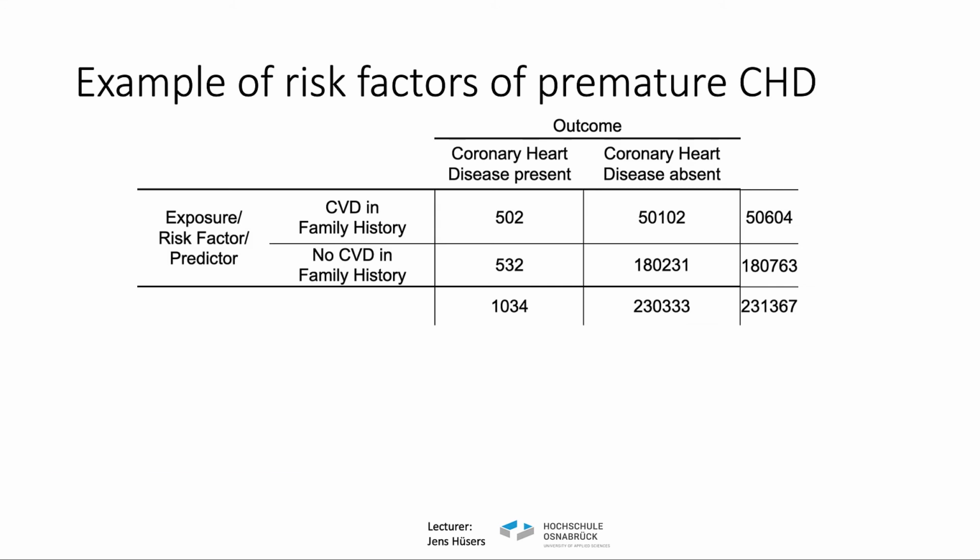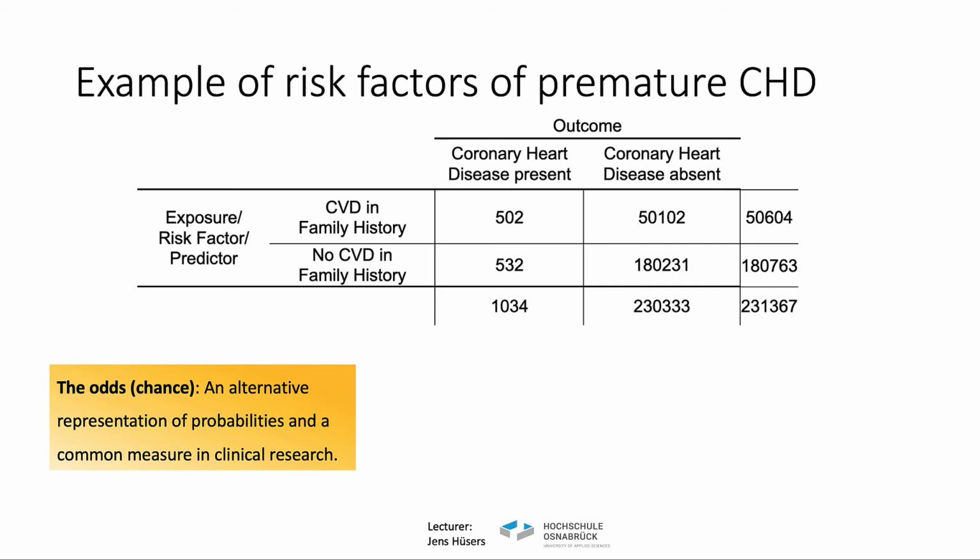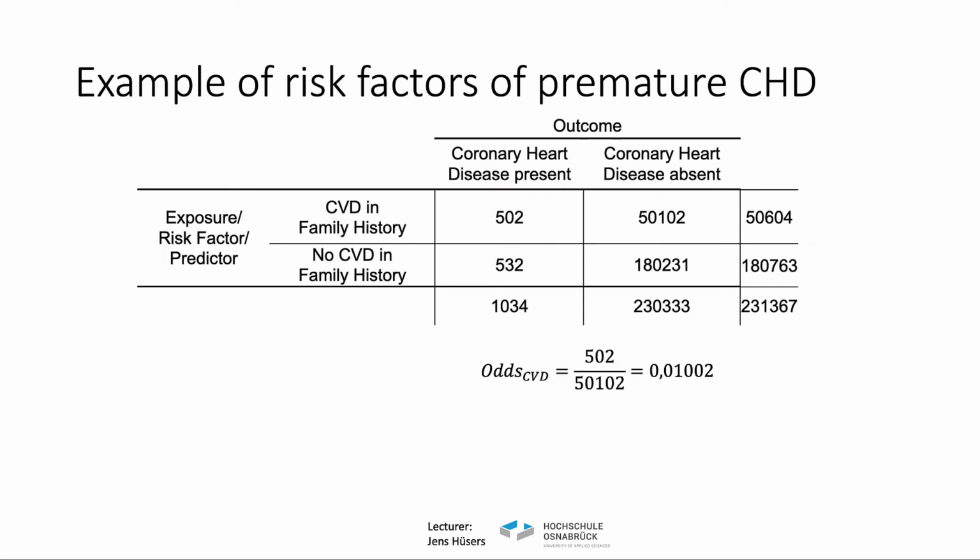It's called odds. Sometimes the odds are called chance. It's an alternative representation of probabilities, and it's a common measure in clinical research. Again, we calculate the odds for each risk group separately. We calculate the odds for the exposed group first. The odds is the number of exposed subjects with CHD relative to the number of exposed subjects without CHD. So to obtain the odds, we divide 502 by 50,102 and we obtain around 0.01.